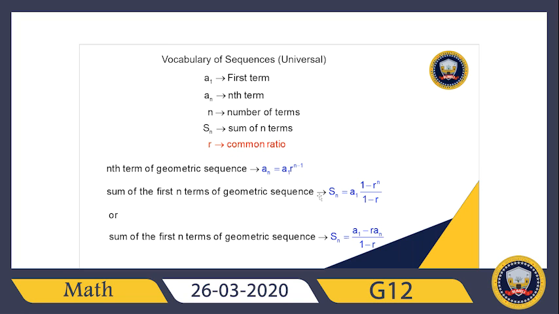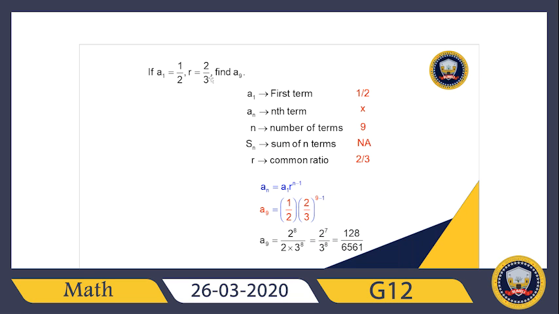Let's take an example about the geometric sequence. Okay, guys, in this example we have a geometric sequence. The first term in this sequence is a1, which is 1 over 2, while the common ratio between the terms, r, equals 2 over 3. It's asking me to find a9. So n in this case, guys, is 9, while the first term is 1 over 2, and r is 2 over 3.